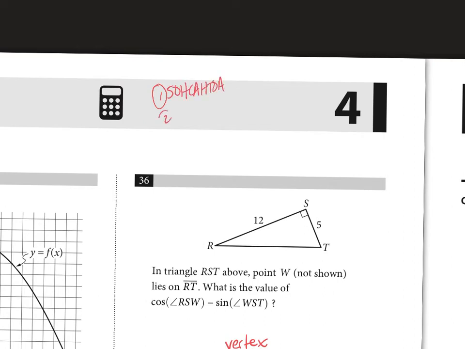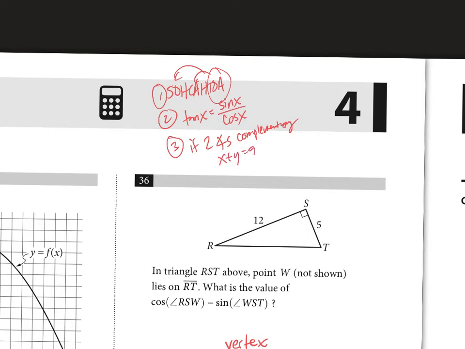Okay, now, when it comes to trigonometry, you need to know SOHCAHTOA. You need to know that tangent is equal to the sine over the cosine, and that comes from SOHCAHTOA. The opposite over adjacent tells us that sine over cosine is going to cancel out and become opposite over adjacent. And the final thing is if you have two angles that are complementary, right? In other words, x plus y equals 90 degrees, then sine of one angle is equal to cosine of the other angle.